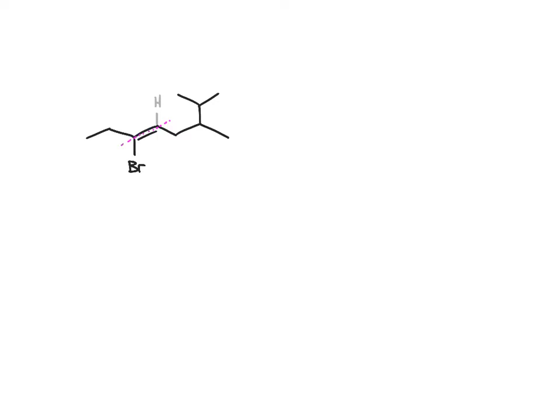And then if we prioritize our groups, on the left alkene carbon, I'm just going to write the ones. So bromine's priority 1, the carbon here is priority 2. On the other alkene carbon, the carbon's priority 1, the hydrogen's priority 2. So here the priority 1 groups are on the same side. So this is the Z alkene.